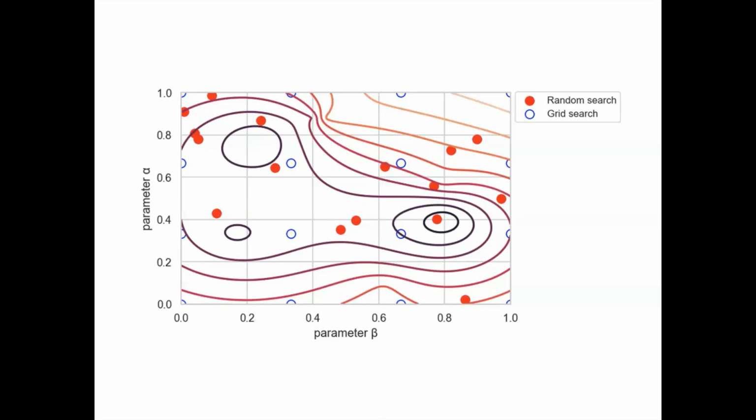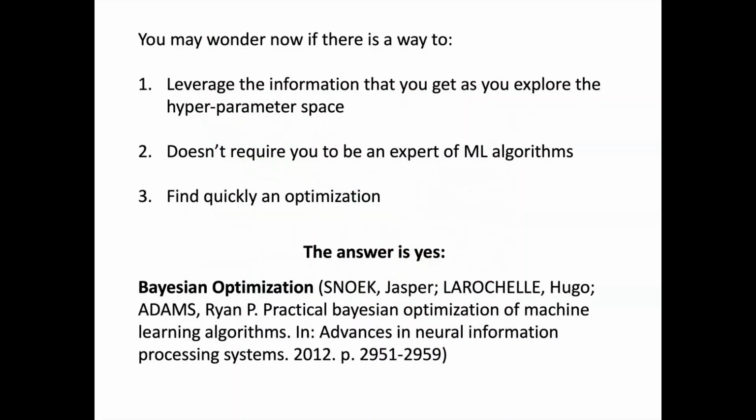Of course, sometimes luck is very important with random search to find your hyperparameters, but as we said, if you test enough, you can really find what you're looking for. Anyway, at this point, you may wonder if there is a way to leverage the information that you get as you explore the hyperparameter space, as many people tuning their models actually do, because we are testing and getting feedback and then deciding based on that feedback where to test again.